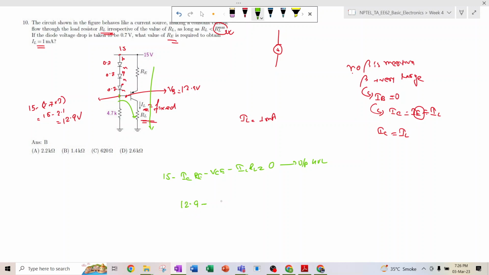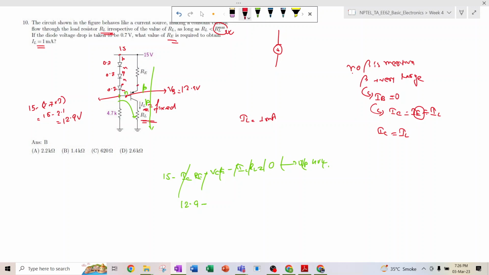Okay, sorry, I am making one silly mistake. Instead of an NPN transistor, this is a PNP transistor. You should always look in the question whether it is mentioned as an NPN transistor or a PNP transistor at first. Okay, so this is the PNP transistor.